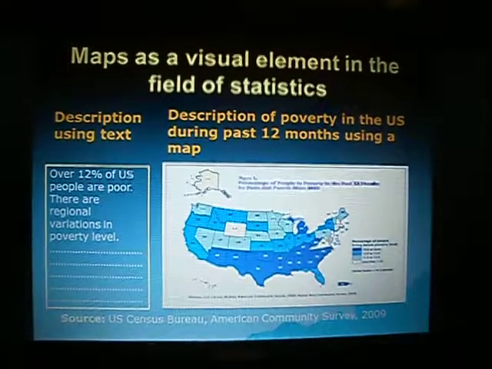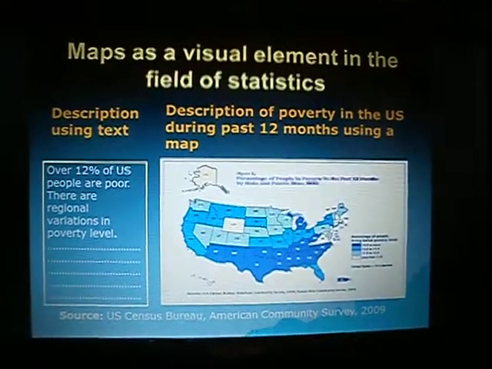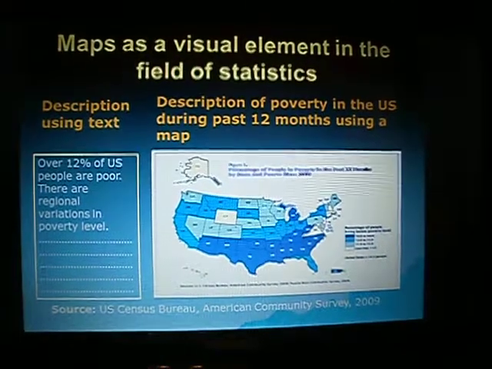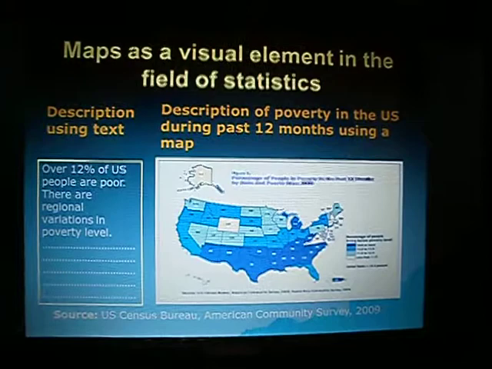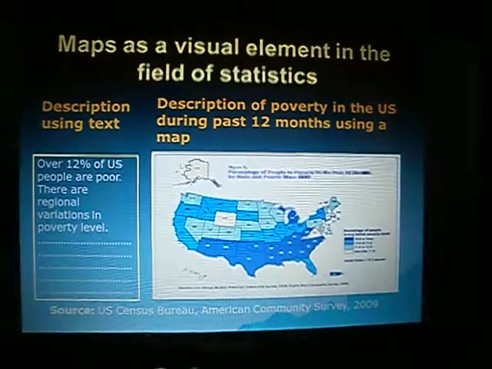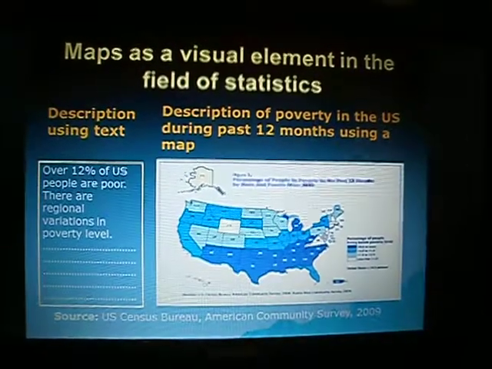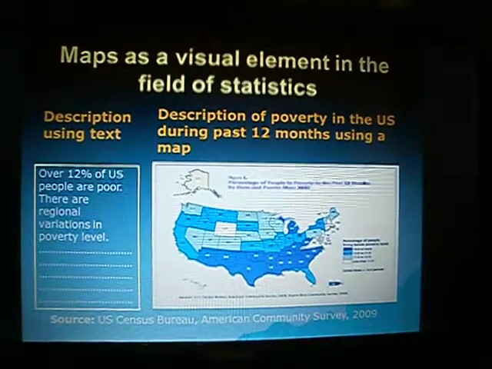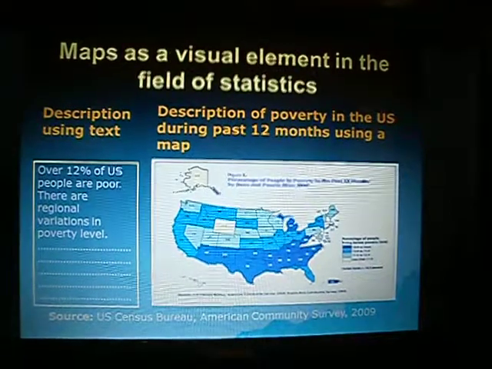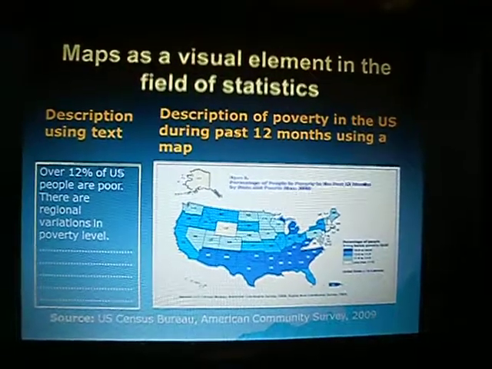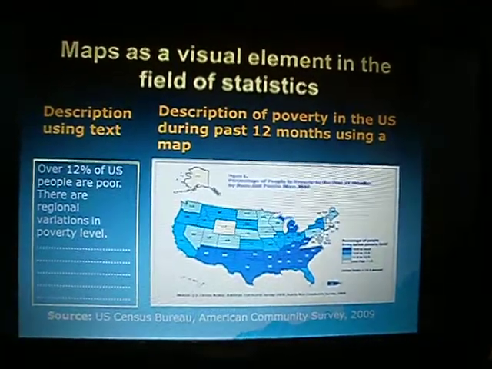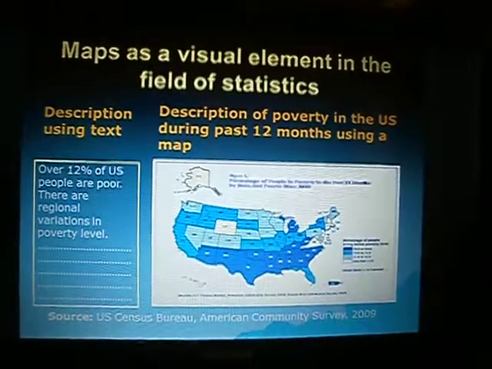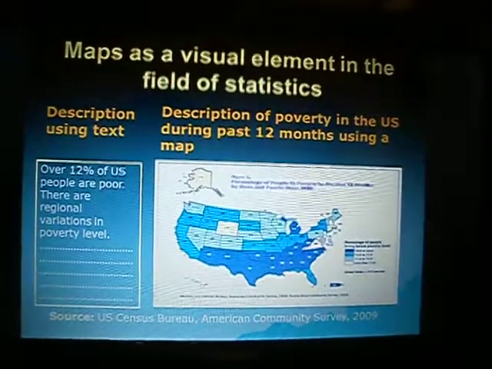Map is also a very important visual element in statistics. This slide shows the level of poverty in the US by states. Dark blue colored states mean having poverty level more than 16%. The lighter the colors, the less the poverty level. It shows the poverty level of the US in just one map. But again, if you want to describe it using text, it would take longer space and long time.